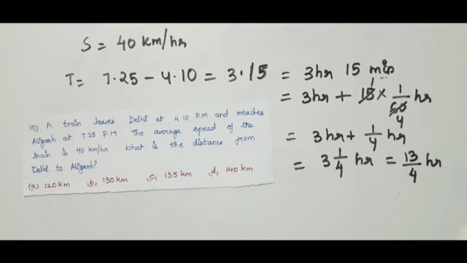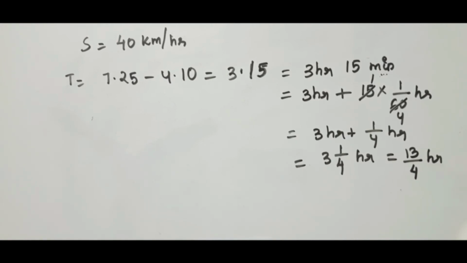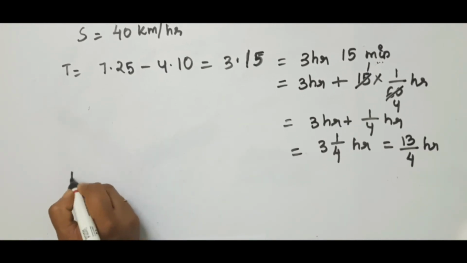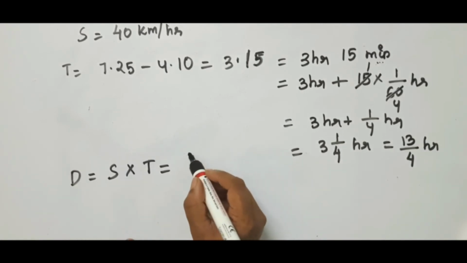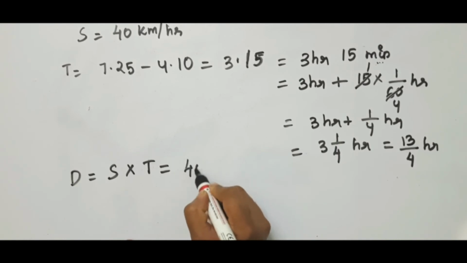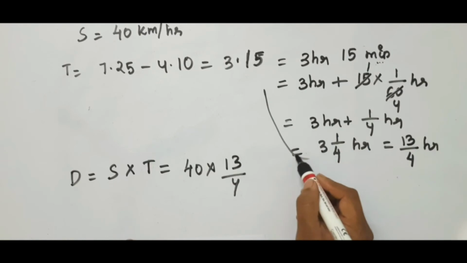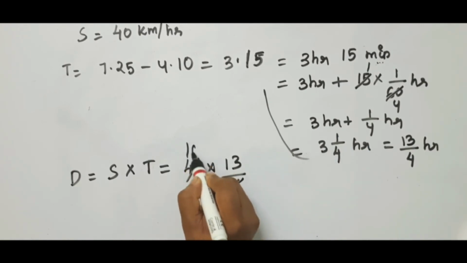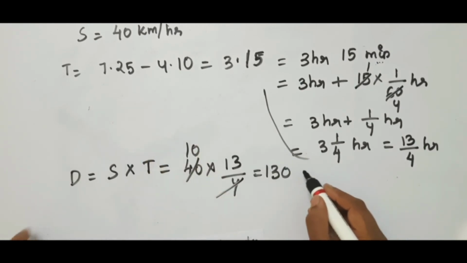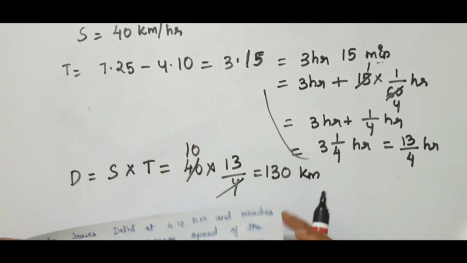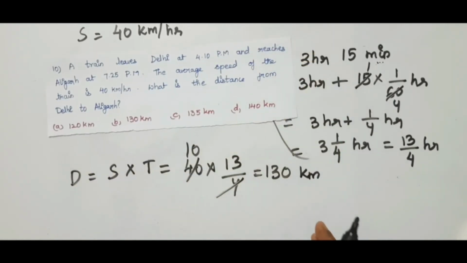Once we get the time, we can easily find the distance, because we know the formula. Distance is equal to speed into time. What is the speed here? In this problem, it is 40. And what is the time we got? 13 by 4. So 40 into 13 by 4 is equal to 130. As the speed units are in kilometers, this is also kilometers. So 130 kilometers is the distance traveled from Delhi to Aligarh.